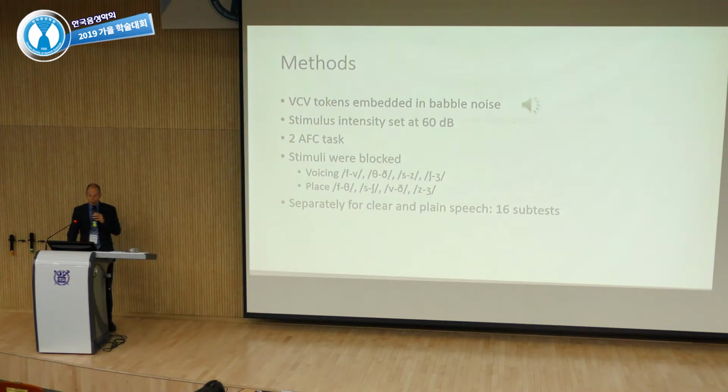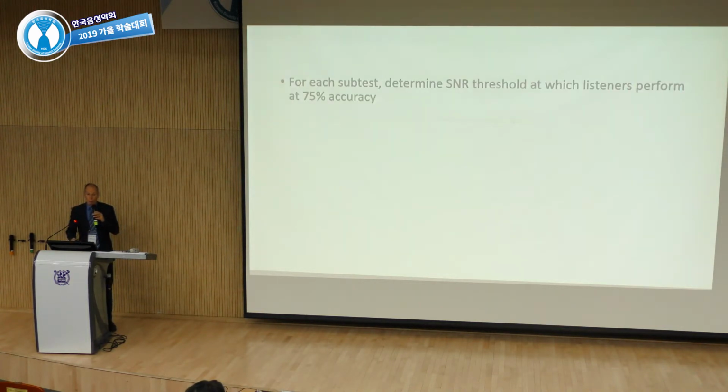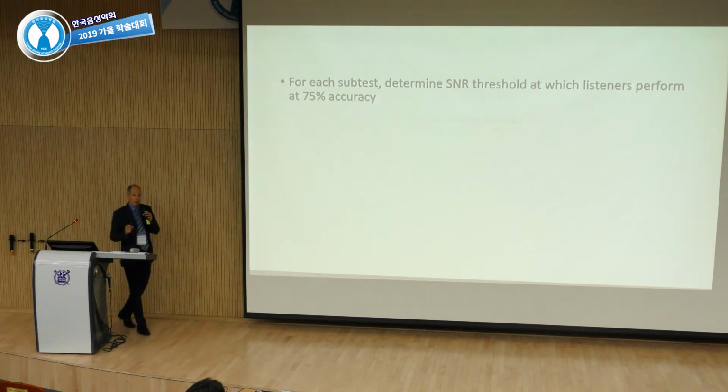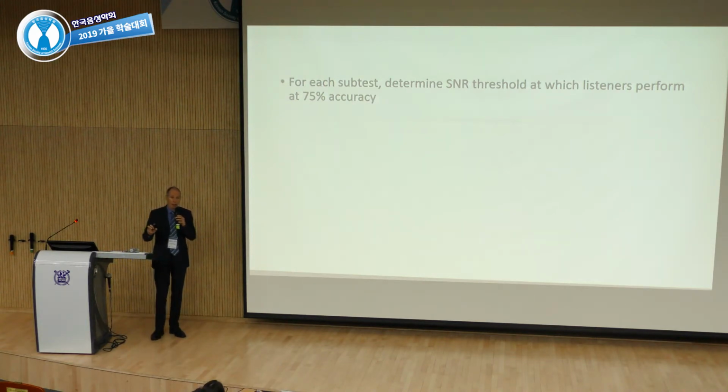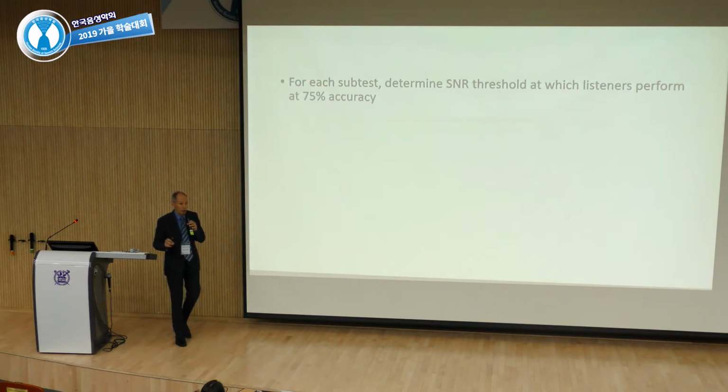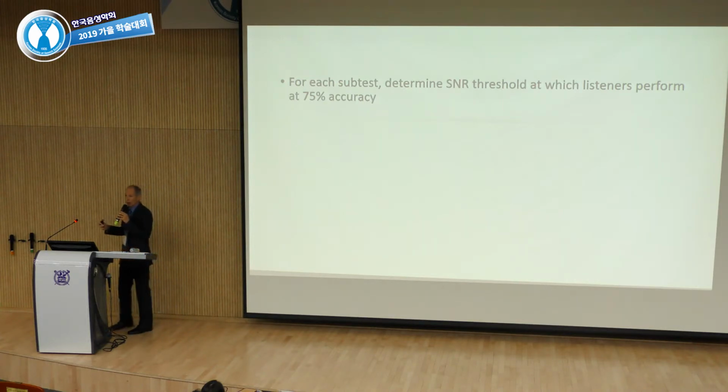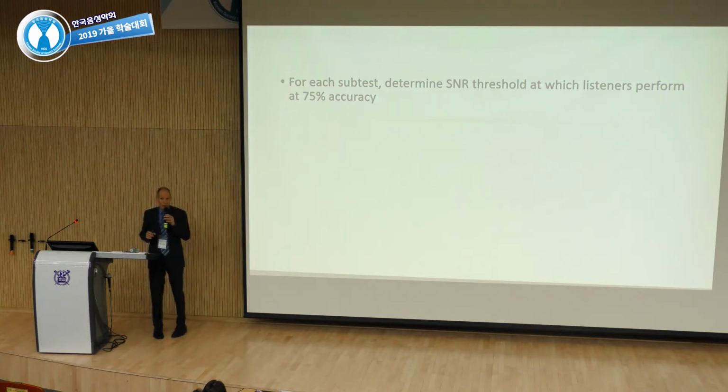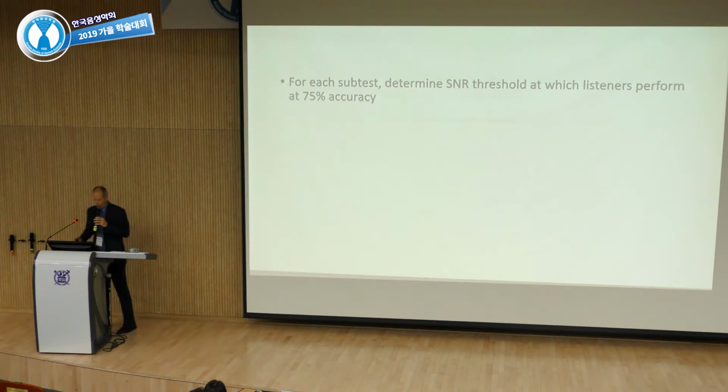It's kind of a method of adjustment where we start with a particular signal-to-noise ratio. So the first token is presented to you. If you get it right, we make the task harder. We decrease the signal-to-noise ratio. If you get it wrong, we make the task easier. We increase the signal-to-noise ratio. And we settle for a signal-to-noise ratio at which you get about 75% correct. So that signal-to-noise ratio then is our dependent variable.